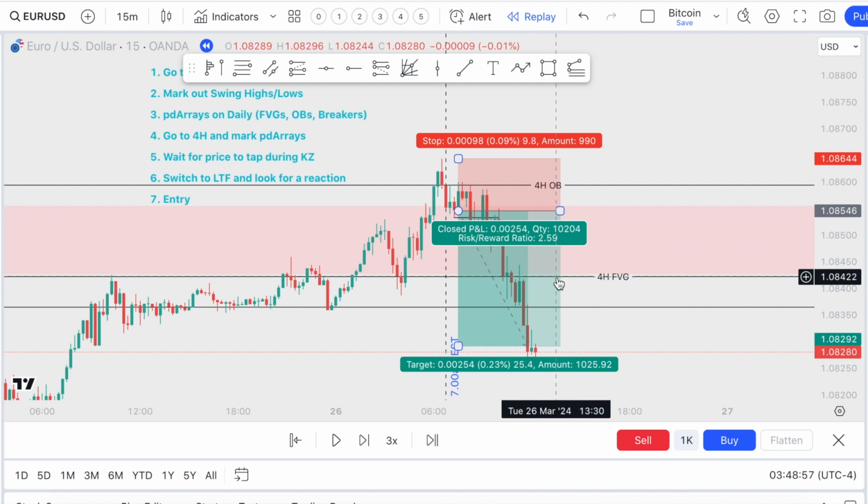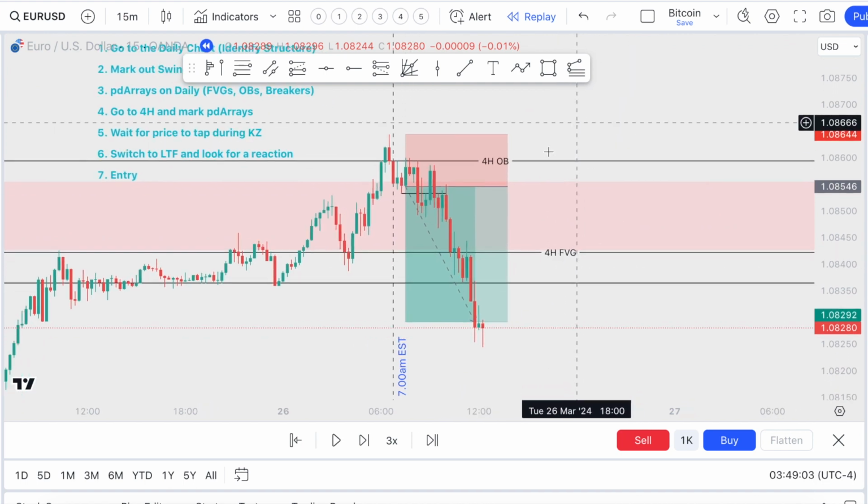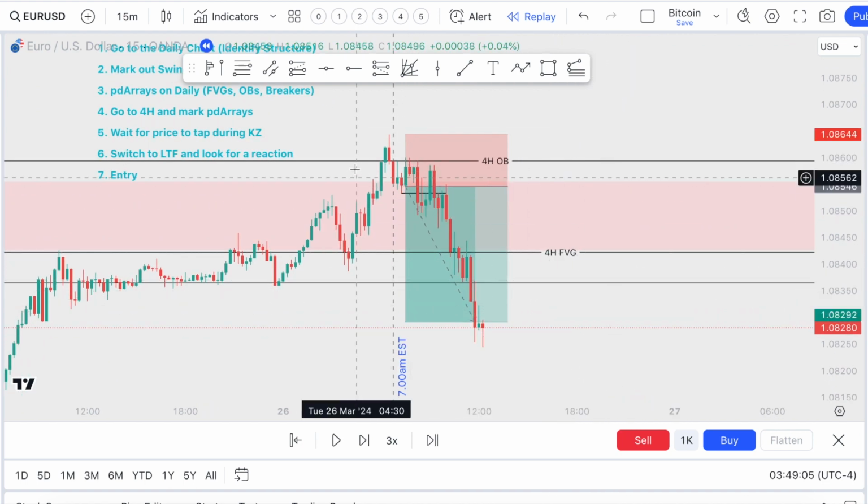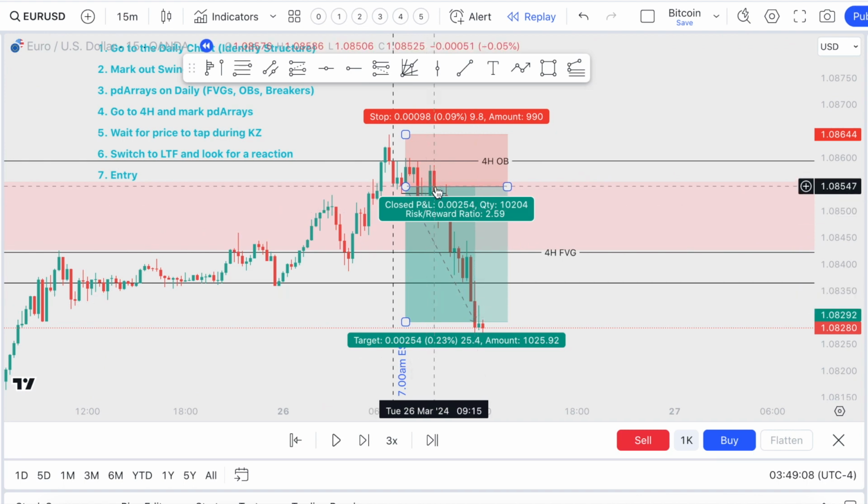Okay, once price taps it during a kill zone, I am going to look for a reaction by switching on to the lower time frame. And that's exactly what I did. Right, I'm on the 15-minute time frame right now. We got a shift in structure, and that gave me my final step, which is an entry.